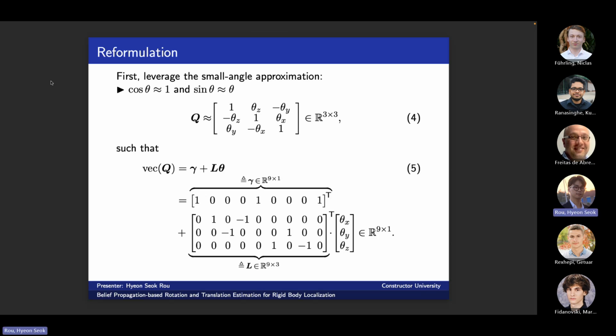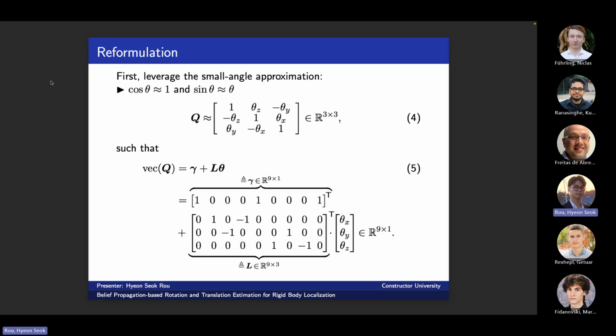And we can further vectorize this matrix Q such that we get gamma plus L of theta. This L is simply this distribution matrix composed of zeros, 1 and -1, that will map the angles to the vectorized vector. And then we also have gamma, which corresponds to the diagonal of the original matrix Q.